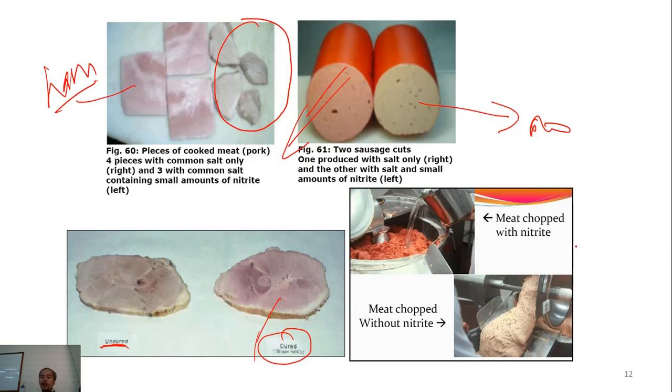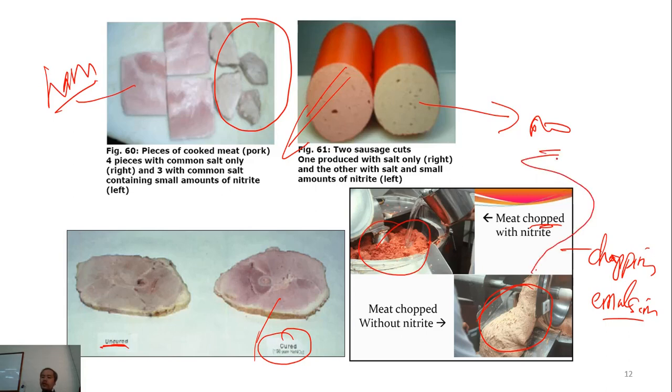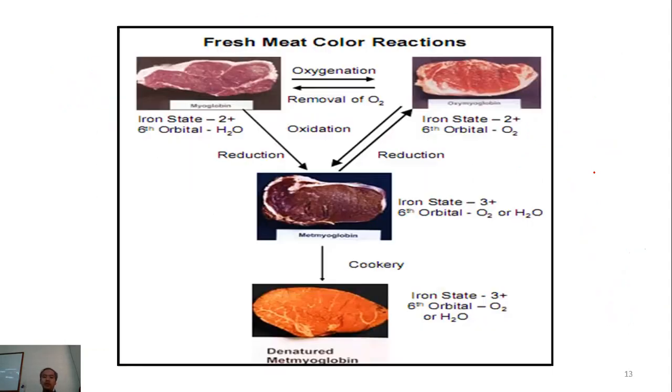Here is during chopping. During chopping of meat to obtain an emulsion, without using nitrite the emulsion looks like this, with nitrite like this. This is a special essential step to make hot dog, to make yellow. You need to do chopping. We will also discuss it in the other chapter. Okay, we can skip this slide. You can read it at home.